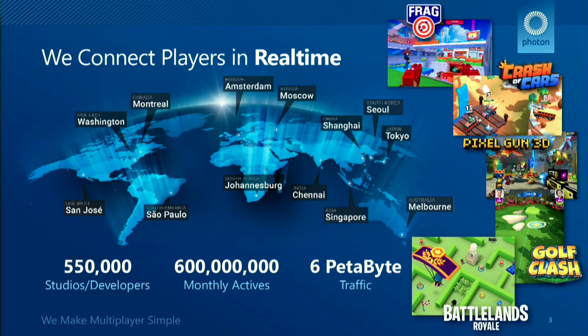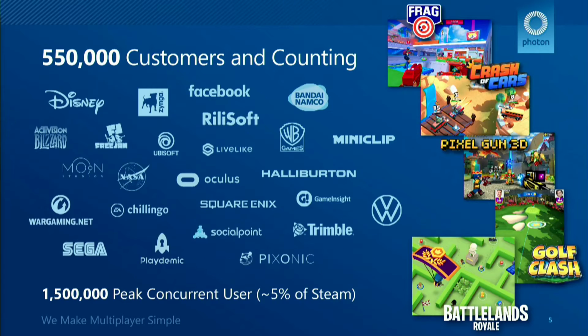So, a little bit about Photon itself. We connect at any given point in time about 1.5 million players. That's more or less 5% of Steam. We have close to 600,000 studios and developers actively using us, and over 600 million monthly active users in terms of players. Traffic also, well, a lot, 6 petabytes to be exact. We have been around for 17 years, and that shows as well in the trust that studios, both AAA and smaller, have put in us. And we hope that you can leverage that same framework and infrastructure to make the most creative games possible.